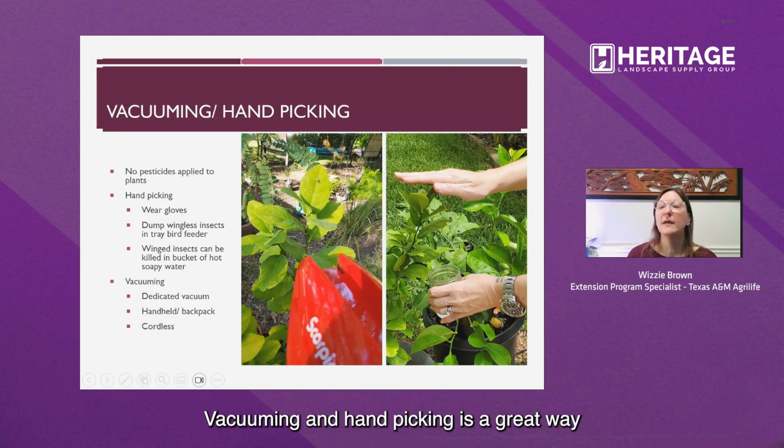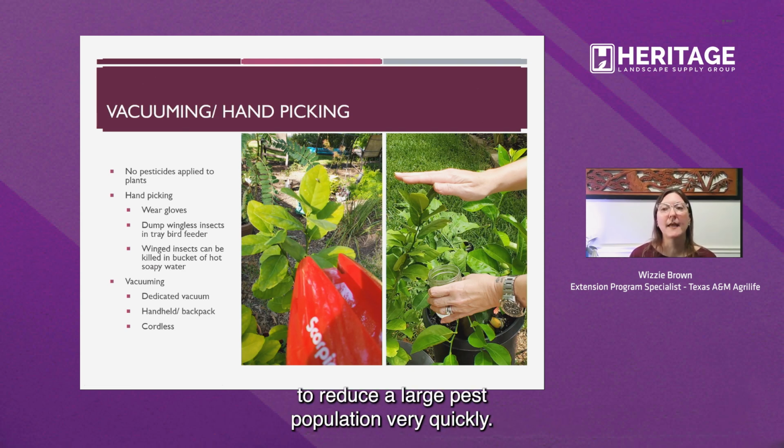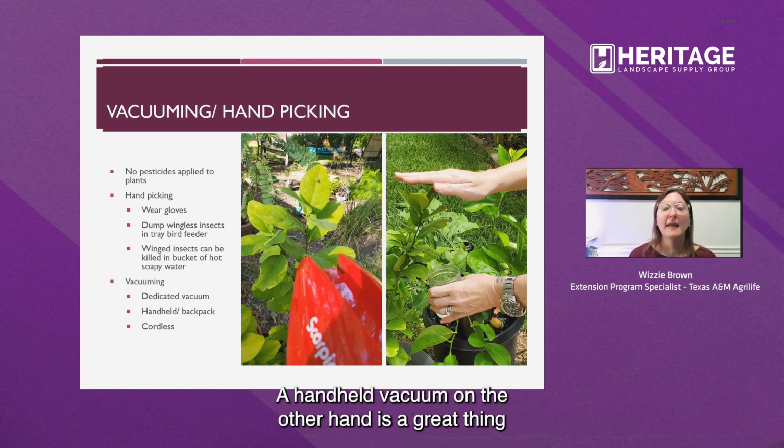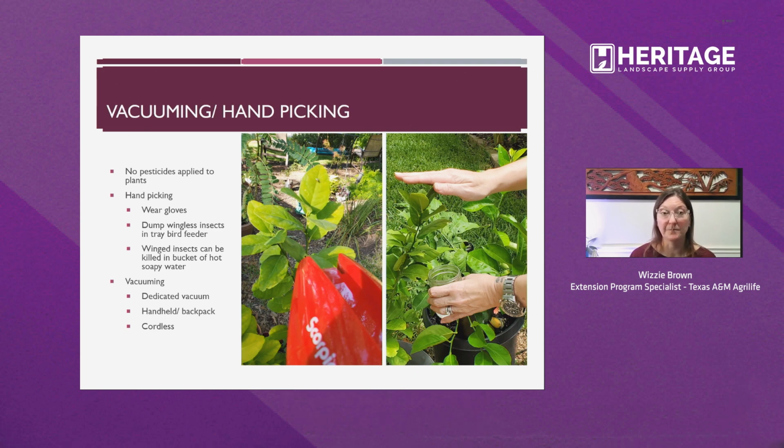Vacuuming and hand picking is a great way to reduce a large pest population very quickly. Hand picking might not necessarily be the most time effective, but it really depends on how much space you're talking about. A handheld vacuum, on the other hand, is a great thing to keep with you because that can reduce populations very rapidly, and it's fairly easy to do.